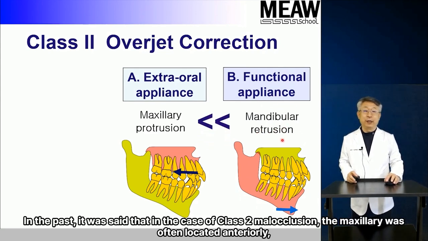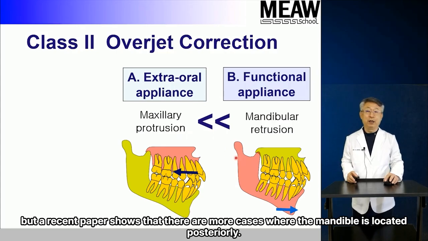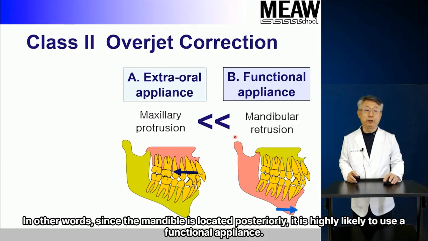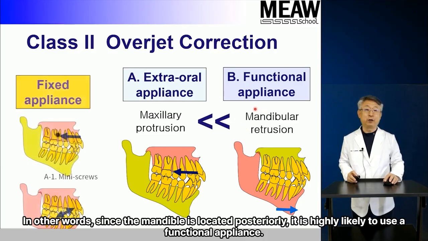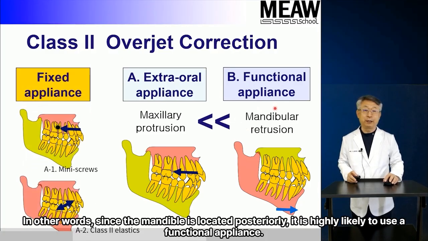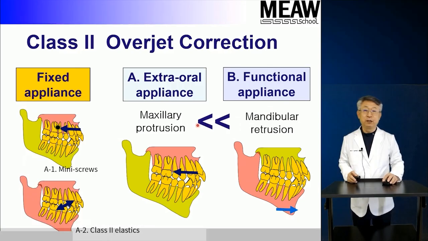In the past, it was said that in the case of Class 2 malocclusion, the maxilla was often located anteriorly. But a recent paper shows that there are more cases where the mandible is located posteriorly. In other words, since the mandible is located posteriorly, it is highly likely to use a functional appliance. You can also use a fixed appliance.